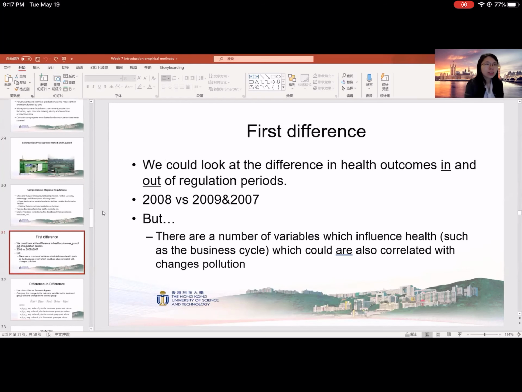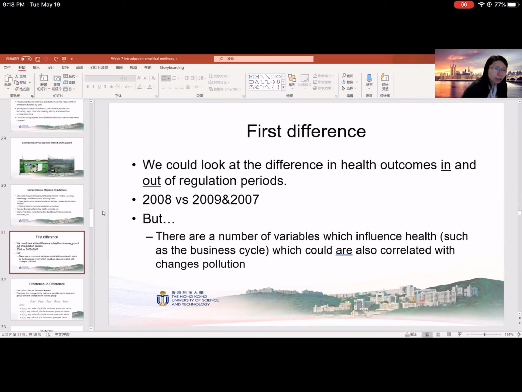The specific difference in differences, as opposed to first difference. Difference in differences is the difference between two differences. Why don't we just look at first difference? We could look at the change in Beijing. Suppose Beijing is a city that experienced a sudden shock in pollution level as a result of the Olympics. We can just compare the outcome of Beijing post-Olympic, 2009, Beijing health outcome minus 2008 Beijing health outcome, regressing on 2009 pollution in Beijing and 2008 pollution level in Beijing.